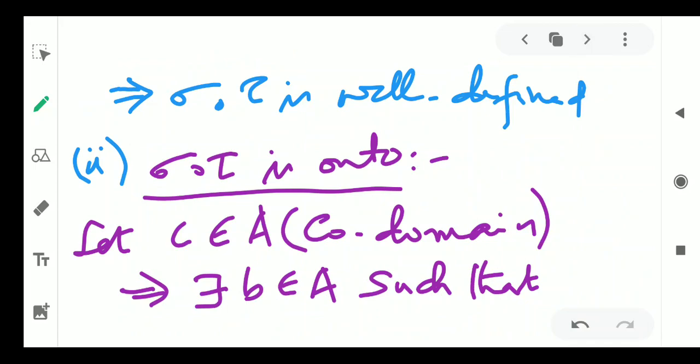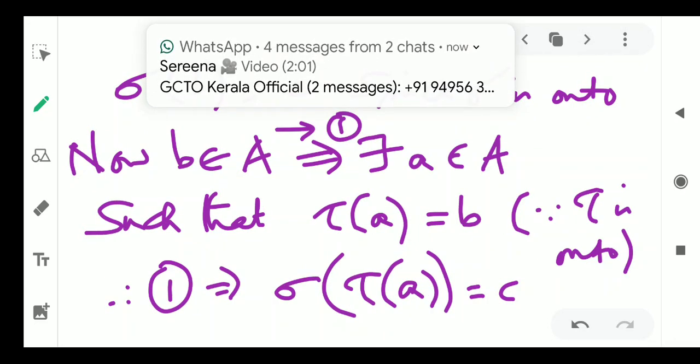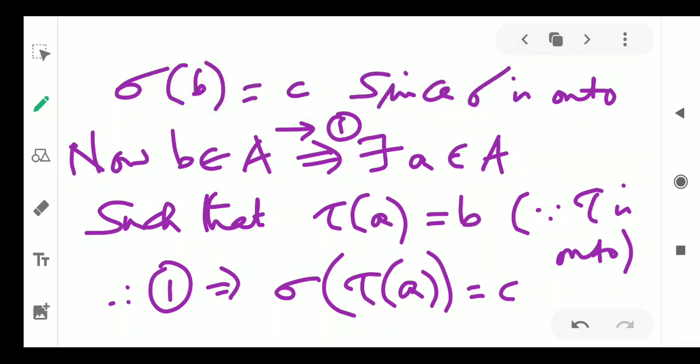Now to prove that it's a bijective function, first we will prove that it is onto. Onto means you have to take something from the codomain. So I have chosen C from the codomain. Why it is C, I'll tell you later. Anything can be taken, but as the proof goes on, you will see why it is taken as C. So let C belong to A, the codomain of sigma composition tau. Then there exists B belonging to A such that sigma of B is equal to C.